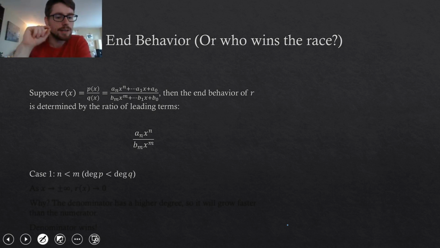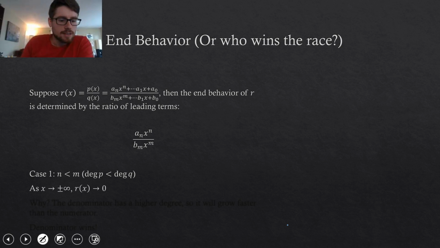So case 1 is that the numerator has a smaller degree than the denominator. So n is less than m. In which case, as x goes either direction, to the left or to the right, the function is going to approach 0. So the answer will go close to 0 as you get very big inputs or very large negative inputs.